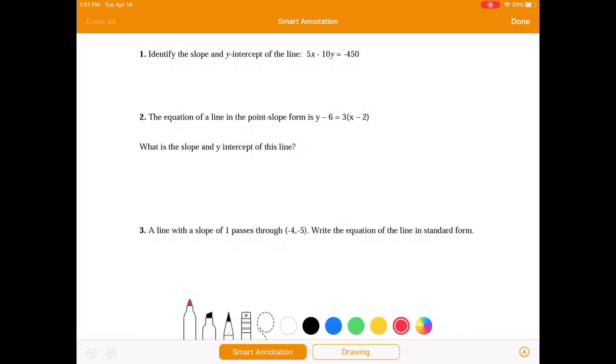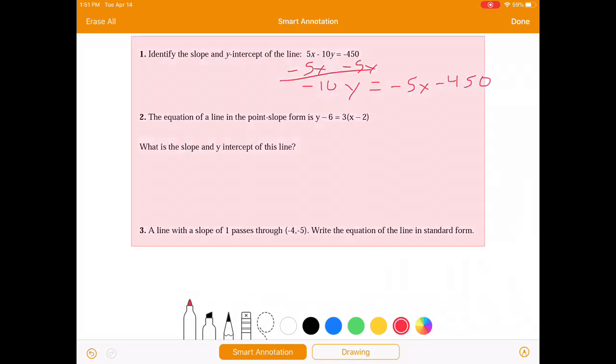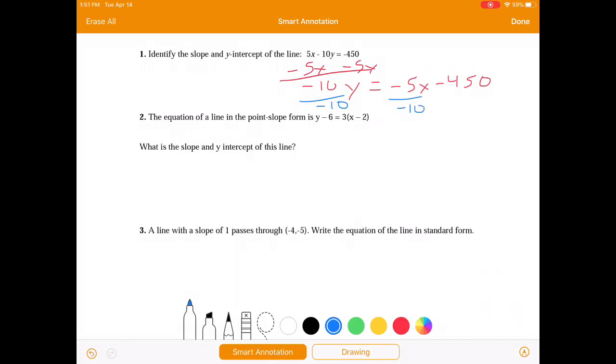and we can identify what the slope is and the y-intercept. So in order to do that, the first step is I'm going to subtract 5x from both sides. And that will leave me with negative 10y equals negative 5x minus 450. I could do negative 450 minus 5x, but I want to try to keep it in the order of y equals mx plus b, so that's why I decided to do it that way. Next step is dividing by negative 10, because that's going to get the y by itself. And I have to divide each of these by negative 10.